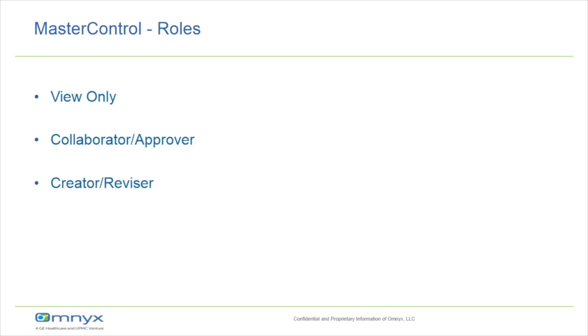The next few slides will describe these roles in detail. Before going into that detail, it is also important to know that Master Control has two different types of licenses. The View-Only license corresponds to the View-Only role and has read-only access to the system. The full license corresponds to the Collaborator Approver and Creator Reviser roles and allows additional capabilities.